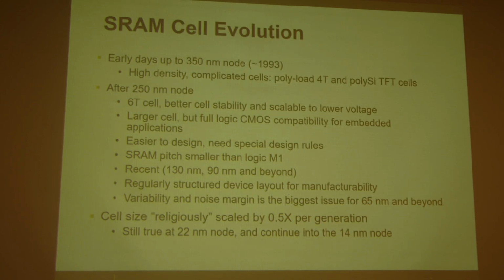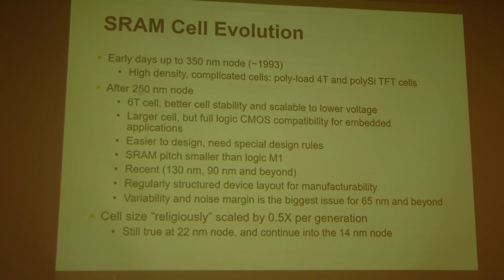So here is a history of the SRAM cell evolution. In the old days, like the 1990s, at the 350 nanometer technology node, the SRAM actually was not 6T SRAM. At that time, there were different kinds of SRAM cell. I will show that in a minute.